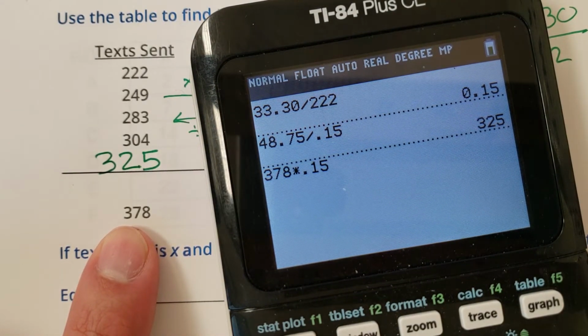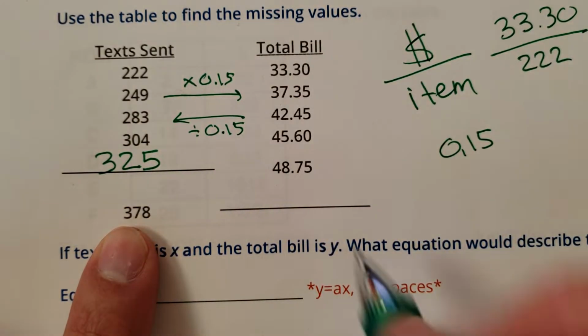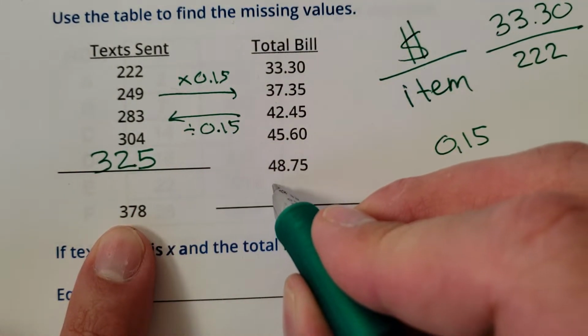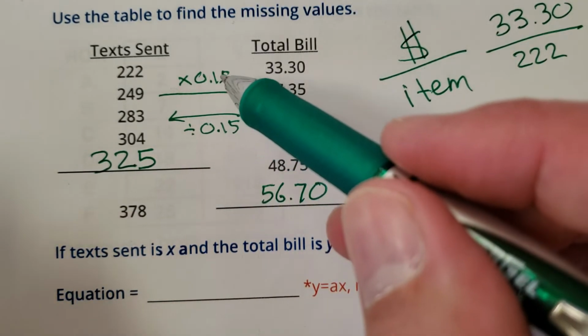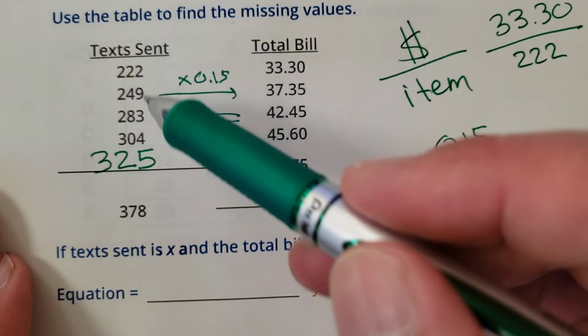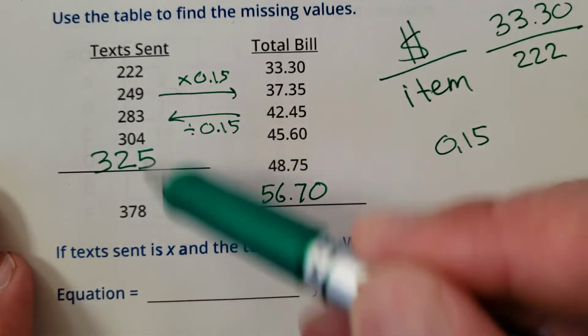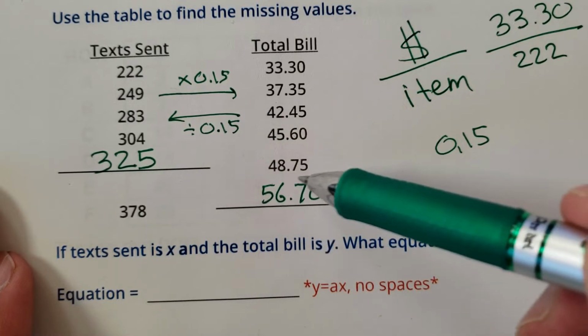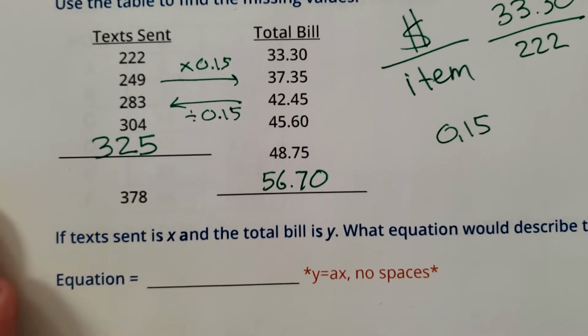Now, a little common sense thing is to see if the numbers make sense. Well, this is the biggest number, therefore $56.70 would make sense. It's the biggest dollar amount. So to check to make sure you either multiplied or divided correctly is to see if your numbers make sense in the row. Like if I had gotten a really, really small number here, that wouldn't have made sense. Or a super duper crazy large number wouldn't have made sense. This seems to fit with the data set.